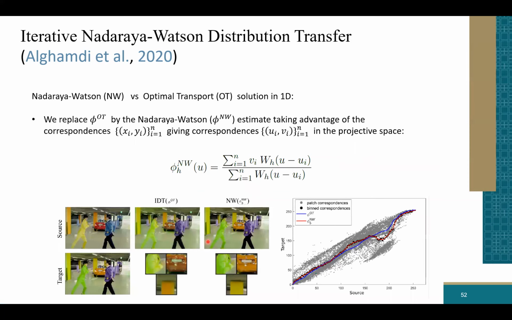So in this work, we propose to replace optimal transport altogether, using the Nadaraya-Watson estimator, which takes direct advantage of the correspondences in the formulation. In 1D, the Nadaraya-Watson estimator computes the expectation of U given V using a kernel like the Gaussian. So this is the kernel. We choose it as a Gaussian with a bandwidth H. This bandwidth controls the smoothness of the estimated function.